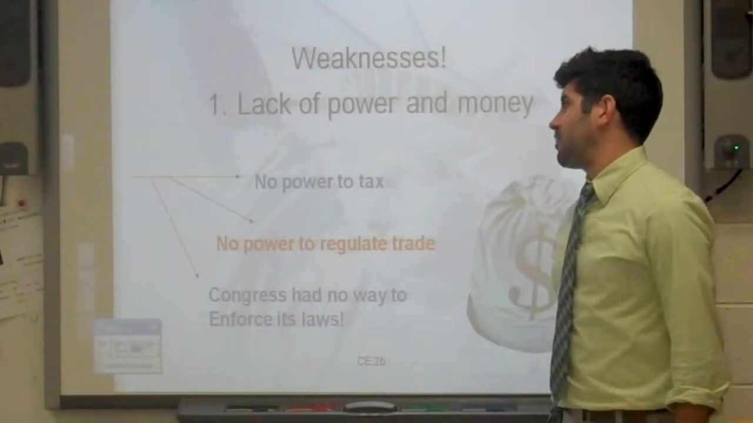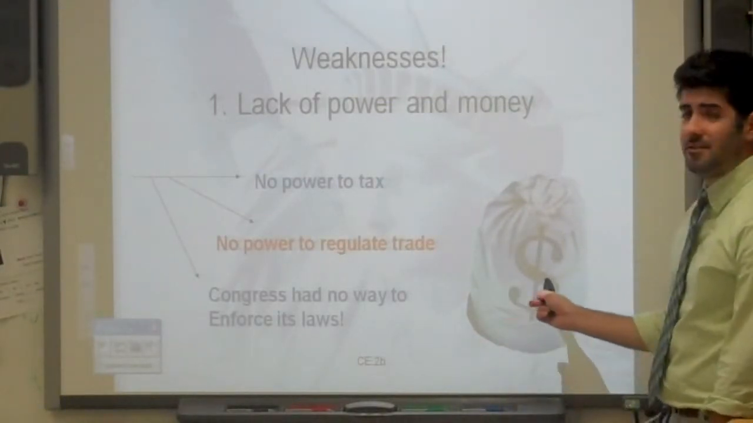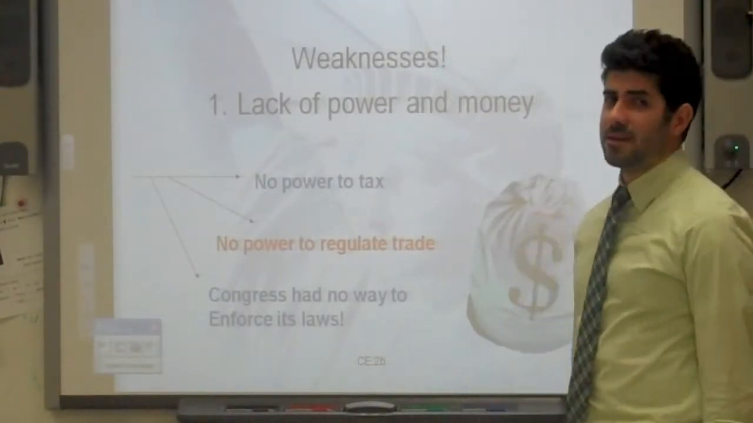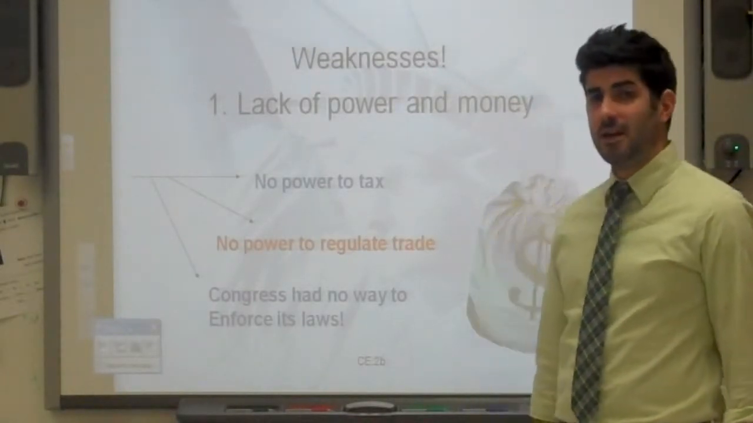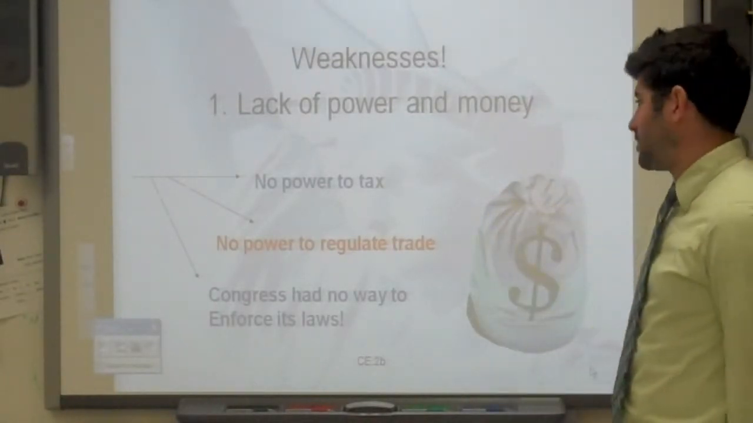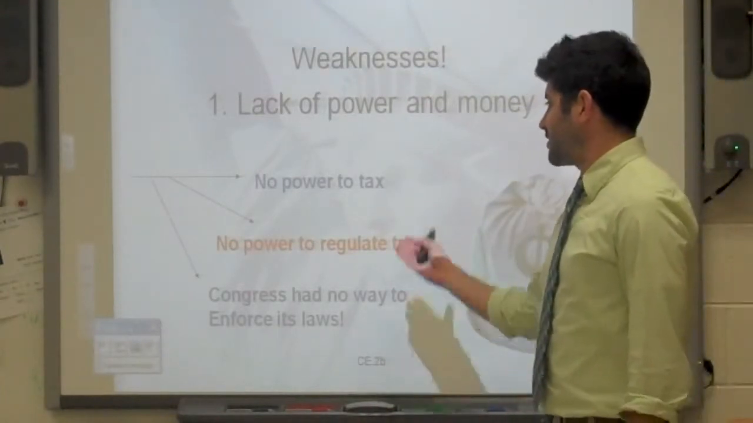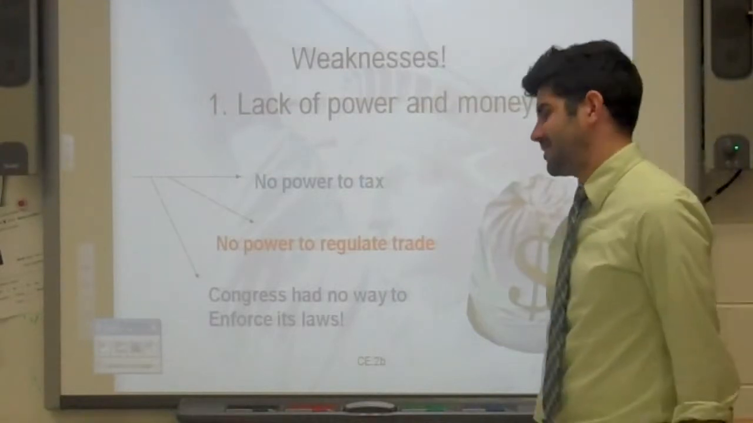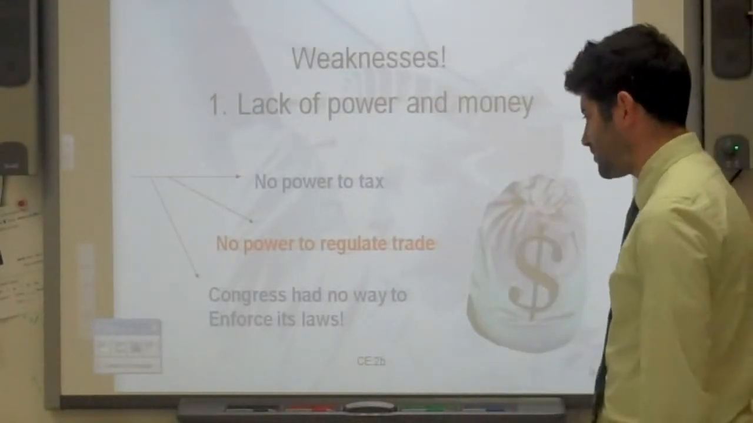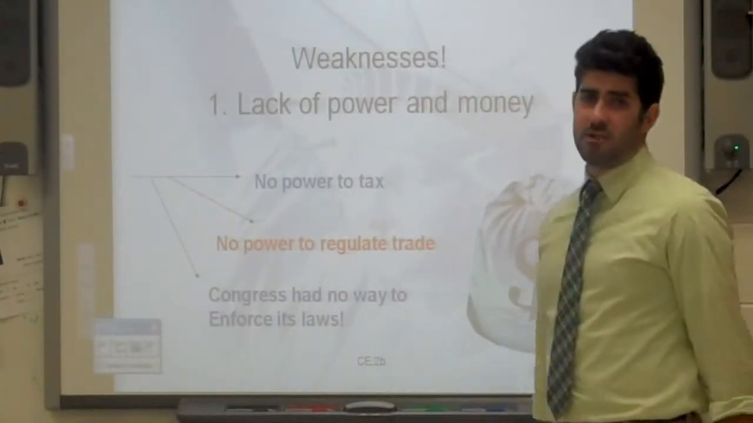One of the first primary problems is the lack of the ability to raise money. And that's complicated because when we talked in class about what tax revenue does for our nation, it's very important when it comes to public work projects and stuff like that. So there was no national federal power to tax. Actually, the federal income tax didn't come for many, many years later. No power to regulate trade, okay?